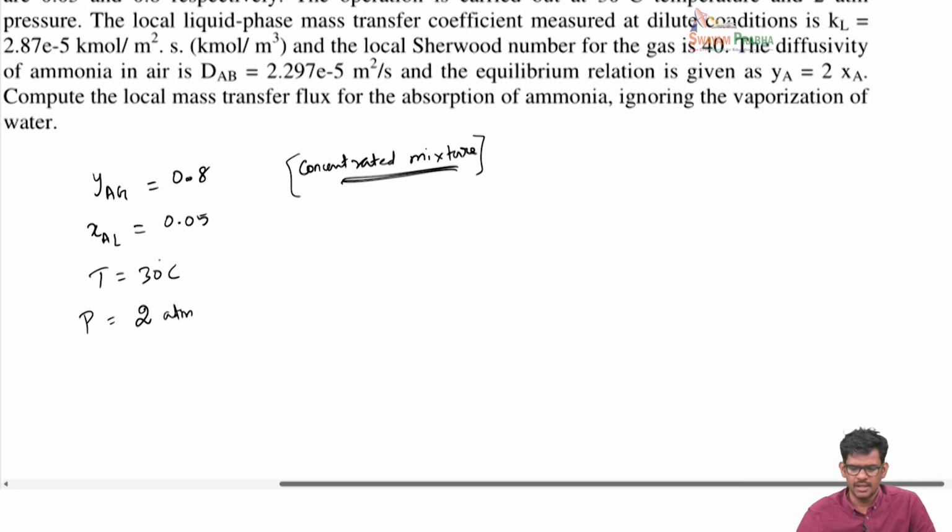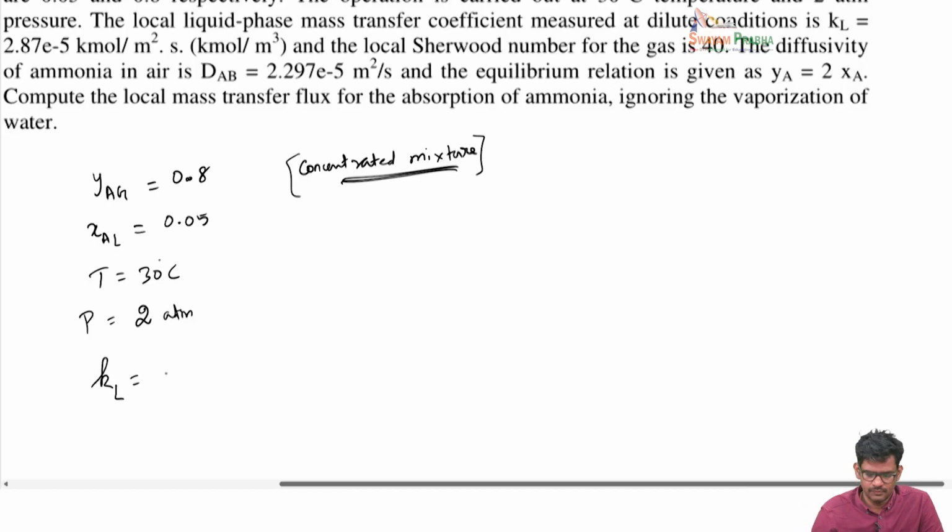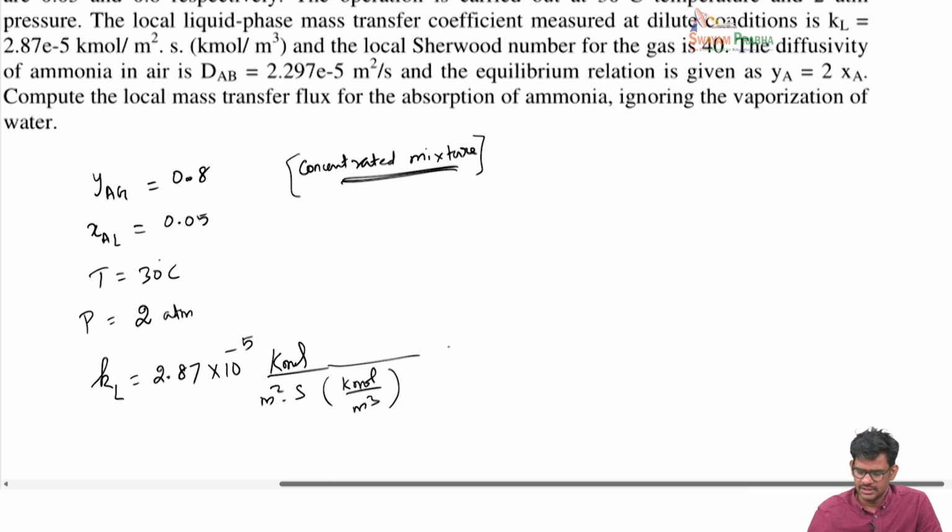And then the local liquid phase mass transfer coefficient measured at dilute condition. So KL is a mass transfer coefficient. It is actually obtained from some other measurements. Not for this particular experiment, some other experiment which involves dilute conditions. So KL is 2.87 times 10 power minus 5 kilomole per meter square per second. And look at the units, it's actually meter per second.